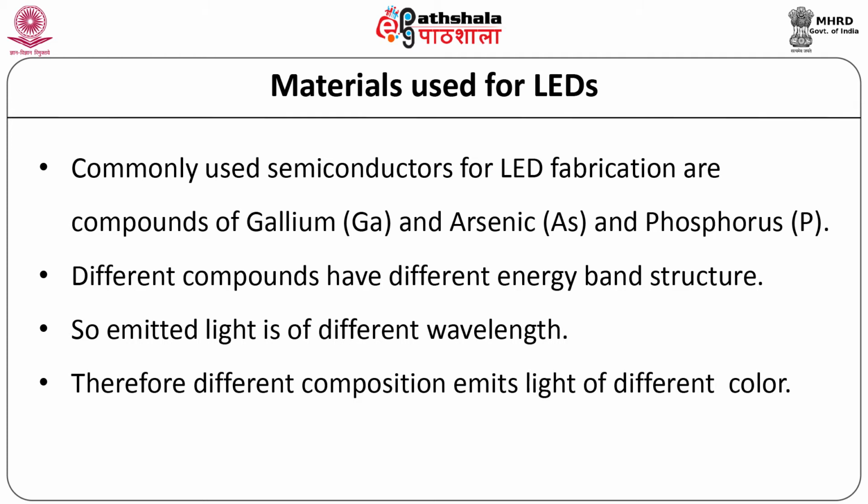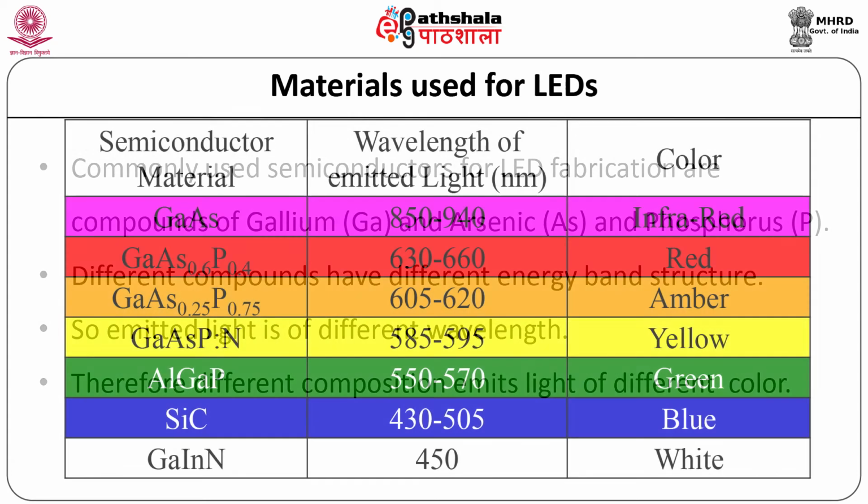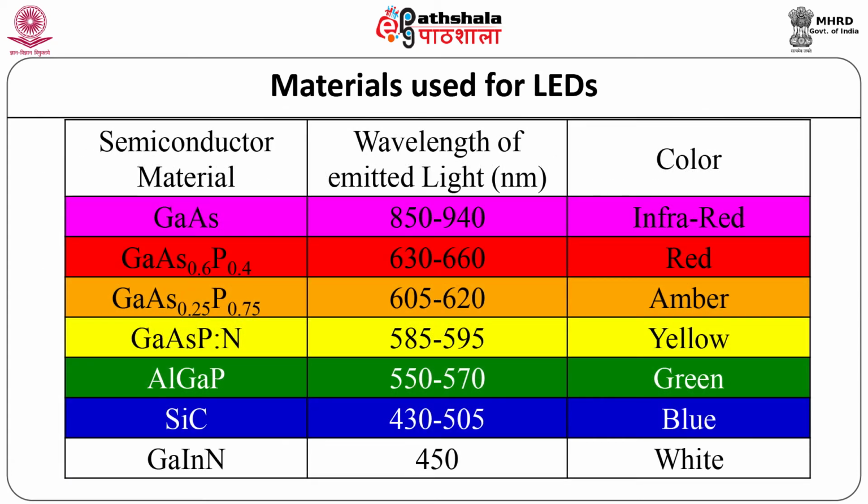The actual color of light emitted by an LED is determined by the actual semiconductor compound used for fabrication. The different materials emit different wavelengths of light and hence different colors. Commonly used semiconductors for LED fabrication are compounds of gallium, arsenic and phosphorus. The table shows the semiconductor material used to produce a particular color.